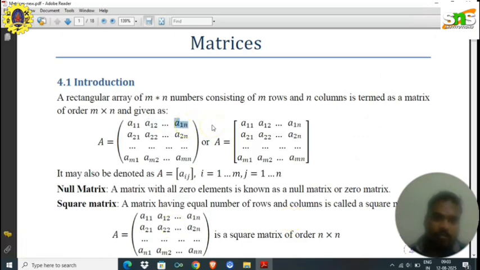Hello everyone. Today we are going to discuss the matrices. Let us see the introduction of matrices. A rectangular array of m by n numbers that consists of m rows and n columns is called a matrix of order m cross n. So the matrix consists of m rows and n columns.